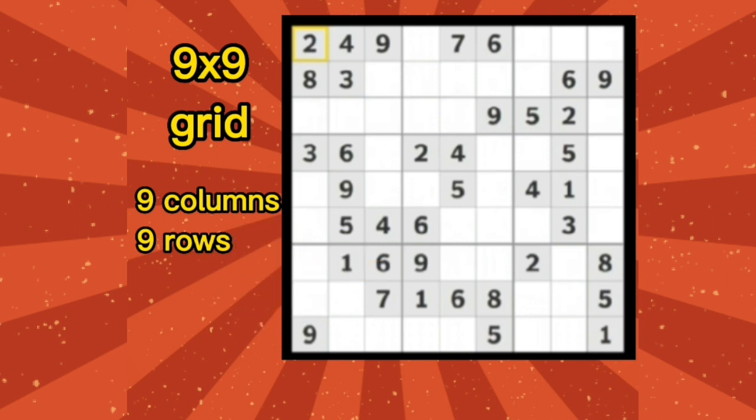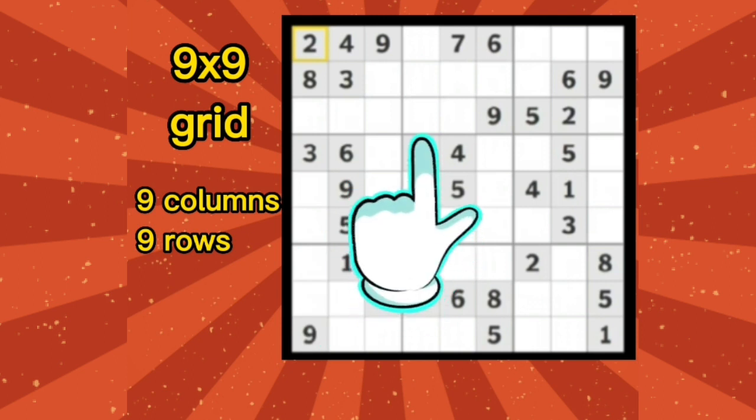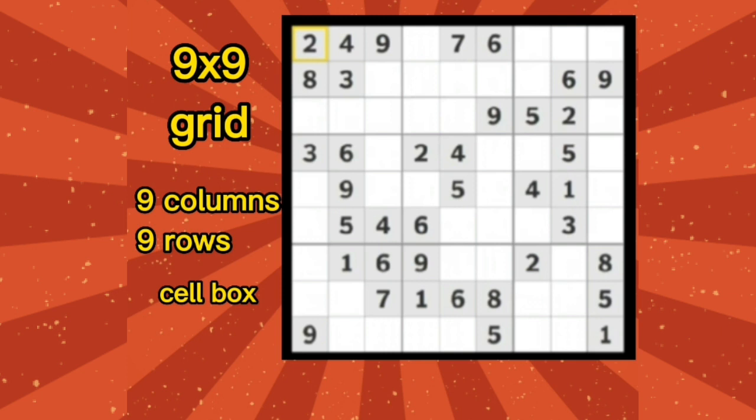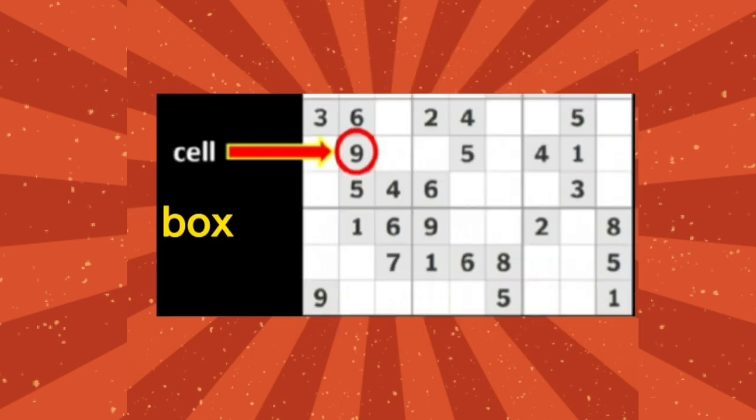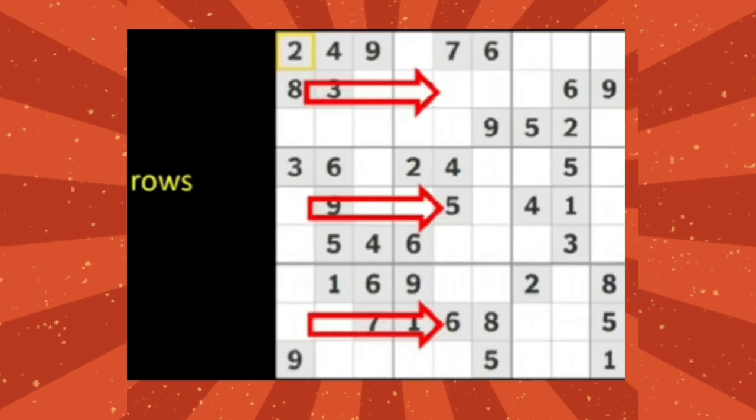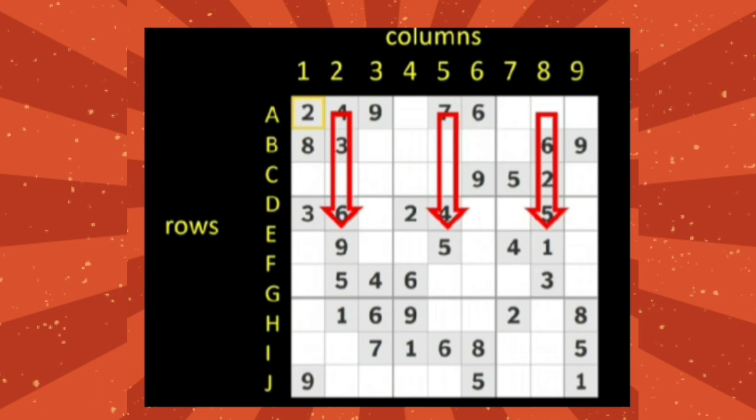Example, this. This is called a cell box. In a 9x9 grid, there are 81 cell boxes. These are the rows, represented by letters from A to J, and the columns from 1 to 9.